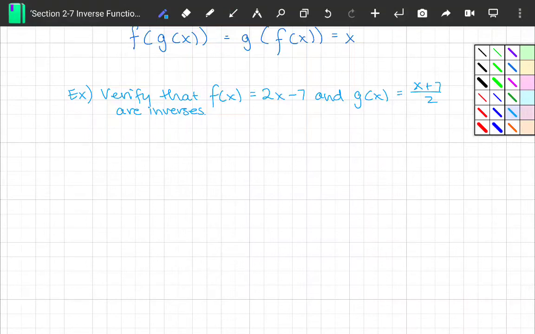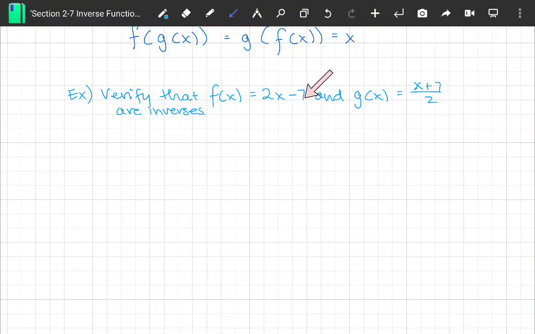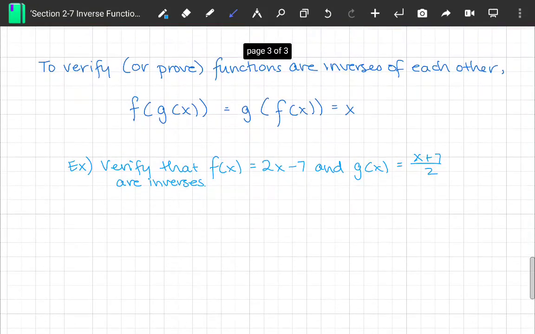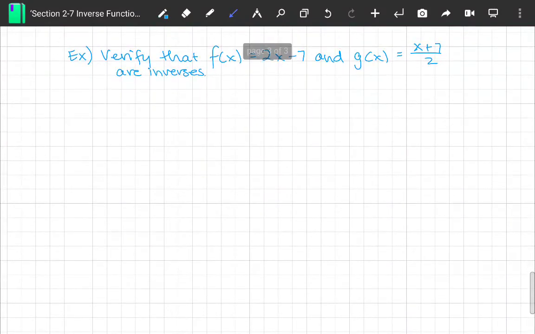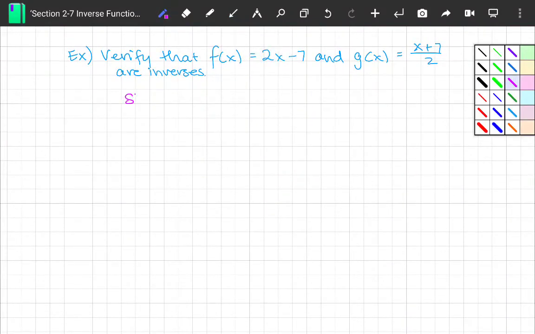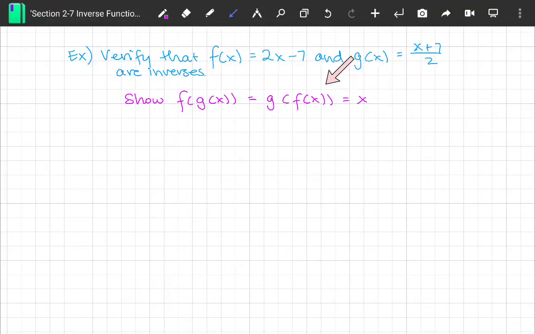Now don't think that you can just go ahead and start with one, switch x and y, solve for y, and show that you get the other. That's not how you do this. You have to go ahead and do compositions. So that is exactly what we're going to do. We are going to show that f of g of x is equal to g of f of x, and that they equal x. This is one of the few times it's going to be okay to put one equation with two equal signs in it.